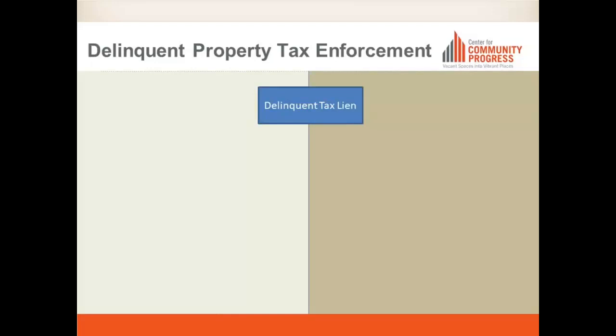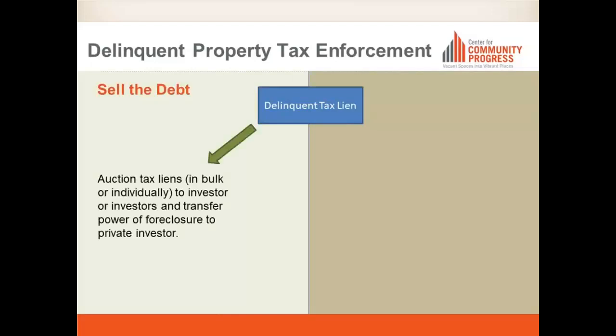So if we could start first, if we have property taxes that are delinquent, there are multiple ways that local communities can deal with that. One pathway is that they sell the debt. In other words, they're not selling the property. What they're doing is going to an investor field or one firm and selling all of the tax liens that are due and delinquent. And they sell them either in bulk or individually.